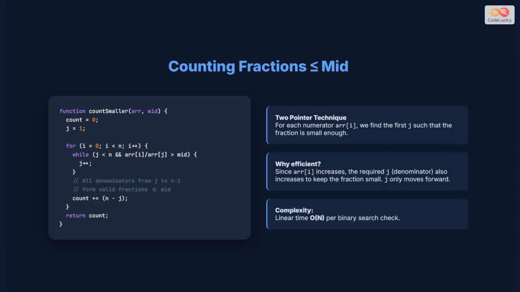To answer how many fractions are smaller than mid, we do not need to check every pair. We can use a sliding window or two-pointer approach. As the numerator increases, the denominator must also increase to keep the fraction small. This allows us to count all valid fractions in linear time. This makes the entire check very fast.